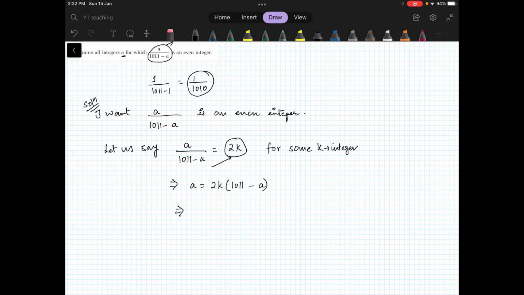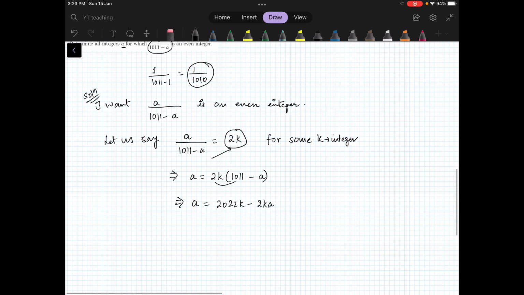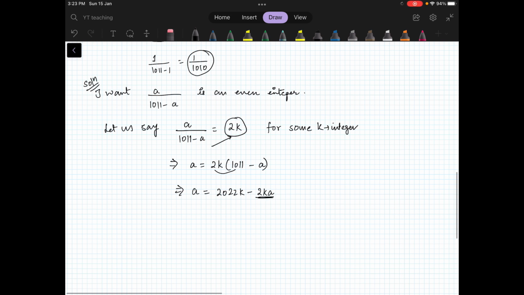So that gives you a is equal to 2022k minus 2ka. Now you can add this, because I am looking for what is my a. So I can write it as a times (1 plus 2k) is equal to 2022k. So that gives me a is equal to 2022k over 1 plus 2k.